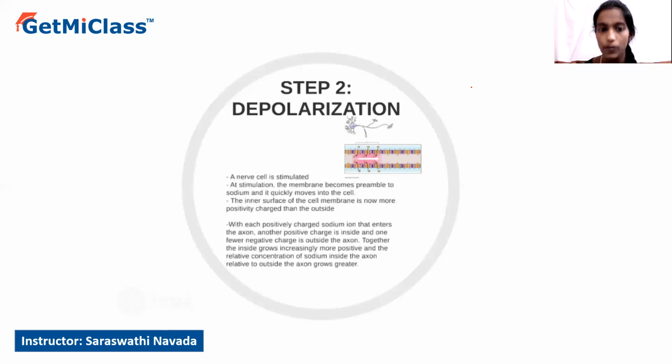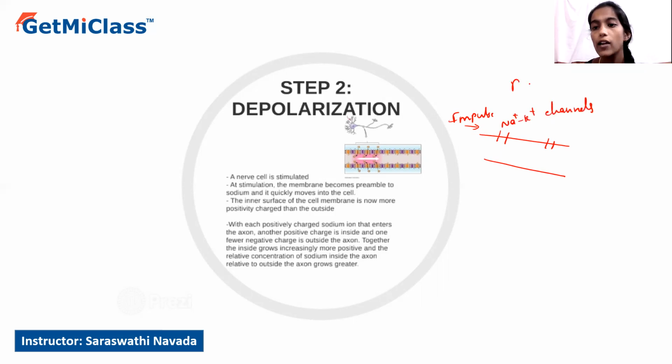Here, when the neuron is conducting the nerve impulse, what happens? Once the signals reach the axon ending or the nerve ending, this impulse causes the opening of sodium potassium gated channels. And now the membrane becomes permeable. As a result, the membrane becomes permeable to sodium ions.